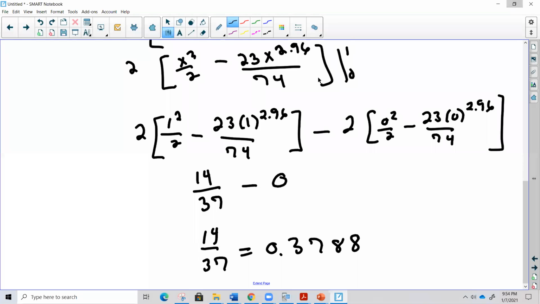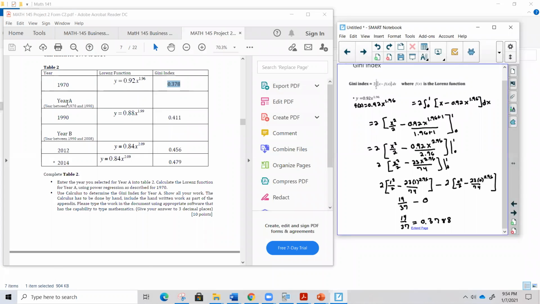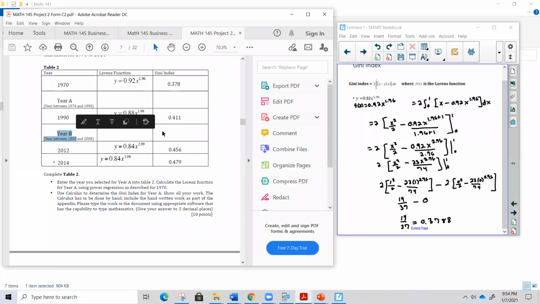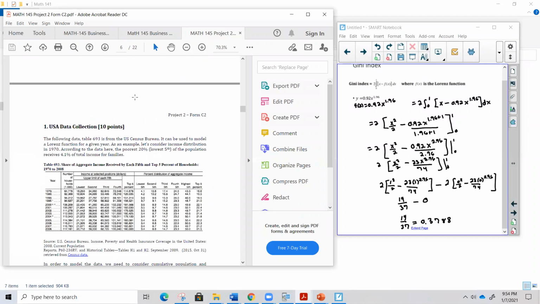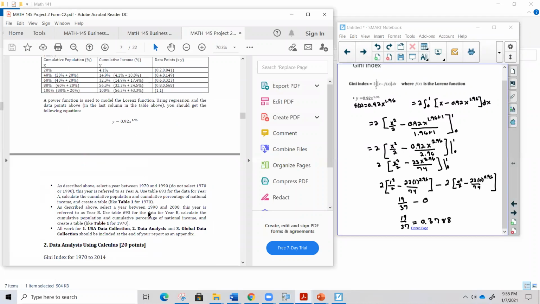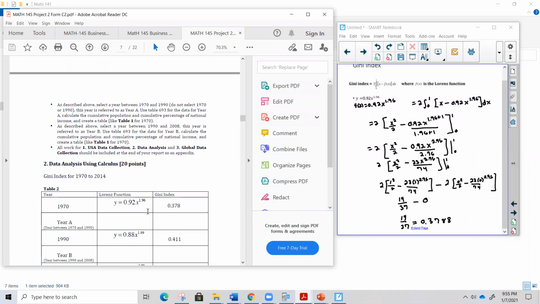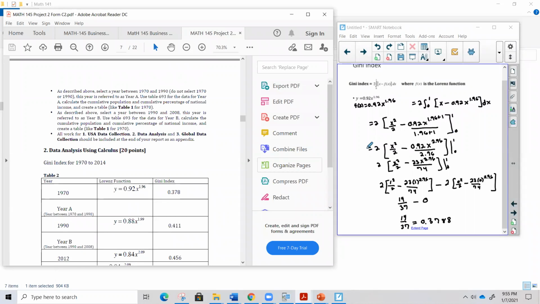So hopefully that helps with making this table. You're going to pick a year A and a year B and then calculate the Lorenz function by using that power function by first creating this table and then using the stat edit and then creating the power function. And then you're going to use this formula to find the Gini index.